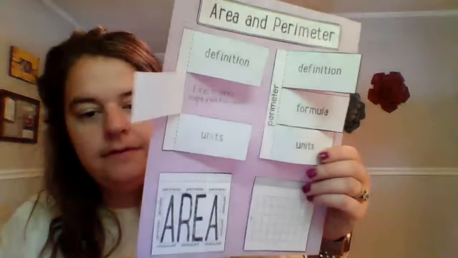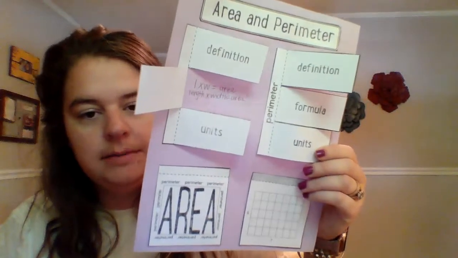So the formula to find area, you are going to do length times width. So L times W equals area. Length times width. Okay, area of a rectangle or a square. Length times width is the area.